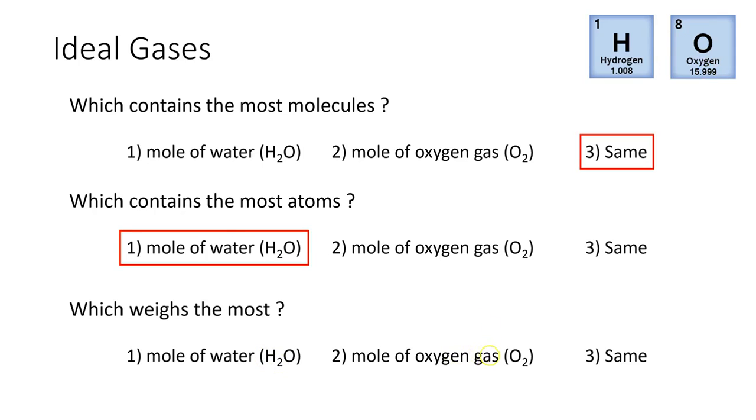Then when we think about 1 mole of oxygen gas, it's going to be 2 times the molar mass of oxygen. In other words, 2 times 16 or 32 grams per mole. All right, so then I would pick answer 2 here. The oxygen gas has a higher molar mass. And so that means it's going to weigh the most as well.